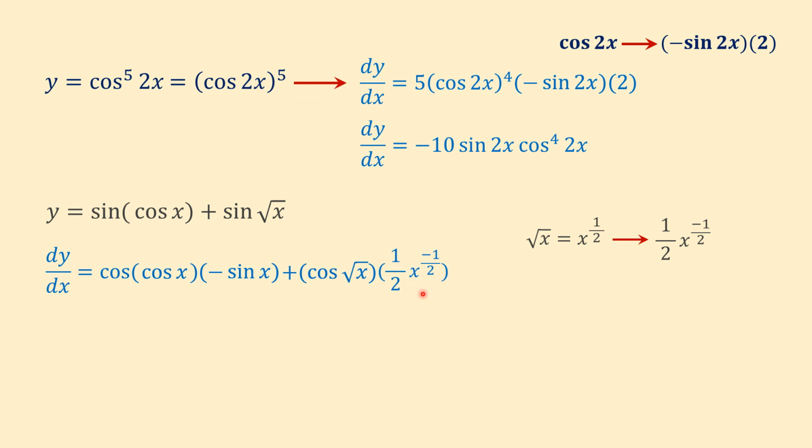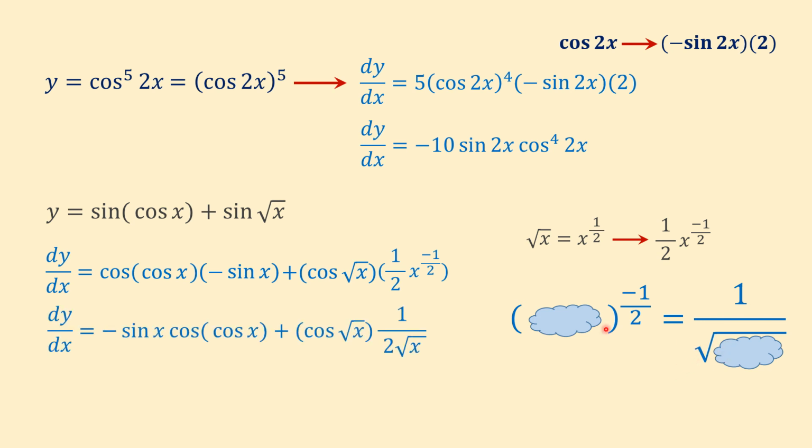If you want, you can rewrite x to the negative 1/2 in the radical form with this formula. Any expression to the negative 1/2 is 1 over square root of that expression. So x to the negative 1/2 is 1 over square root of x. So we can rewrite our answer in this form. Negative sine of x times cosine of x plus cosine of square root of x times 1/2. Instead of x to the negative 1/2, we put square root of x in denominator. If you want, you can rewrite this as negative sine of x cosine of x plus cosine square root of x over 2 square root of x.